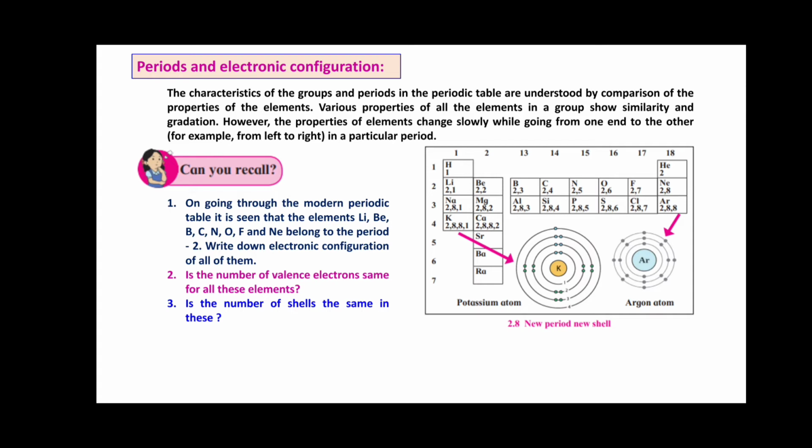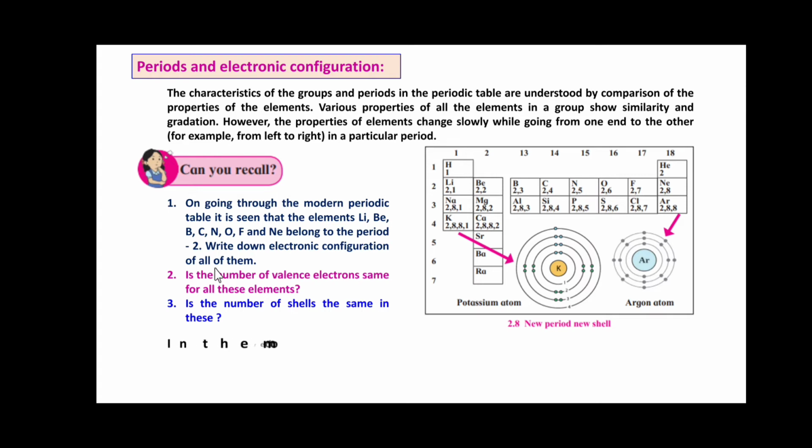The second question is: is the number of valence electrons the same for all these elements? Now, you can see that all these elements have a different number of valence electrons. Valence electrons are the electrons present in the outermost orbit. Lithium 1, beryllium 2, next boron 3, carbon 4, nitrogen 5, oxygen 6, fluorine 7, and neon 8. Is the number of shells the same in these? Yes. All these elements have the same number of shells, that is K and L, the first and second orbits.